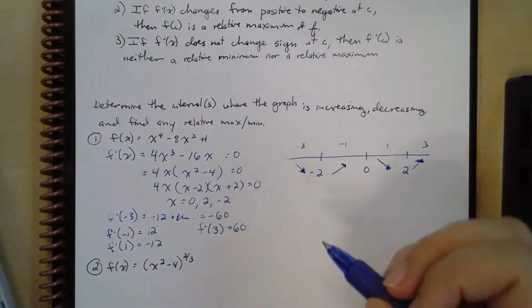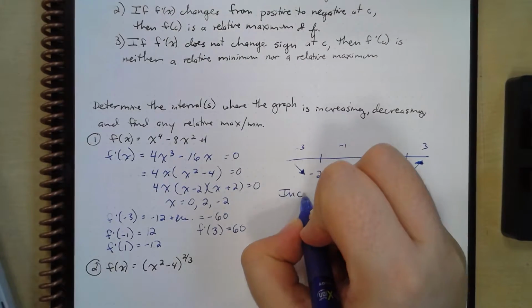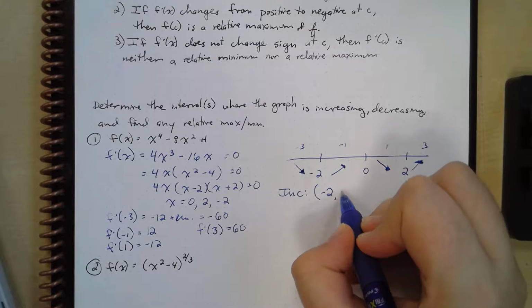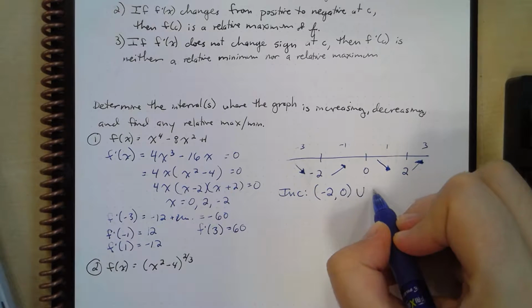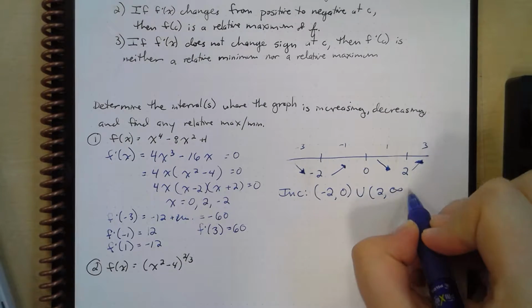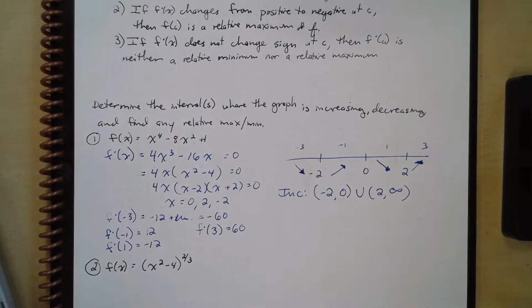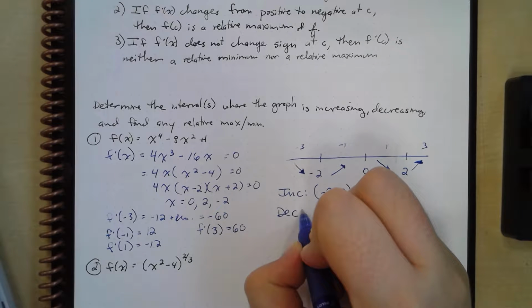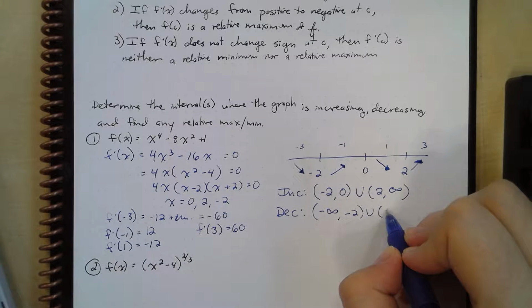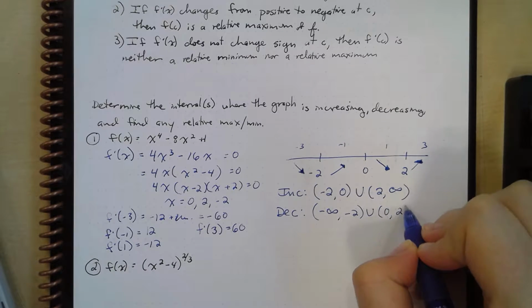Well, we know that this graph is increasing from negative 2 up until 0, and then again from 2 to infinity, going off forever. And it's decreasing from negative infinity to negative 2, and then again from 0 to 2.